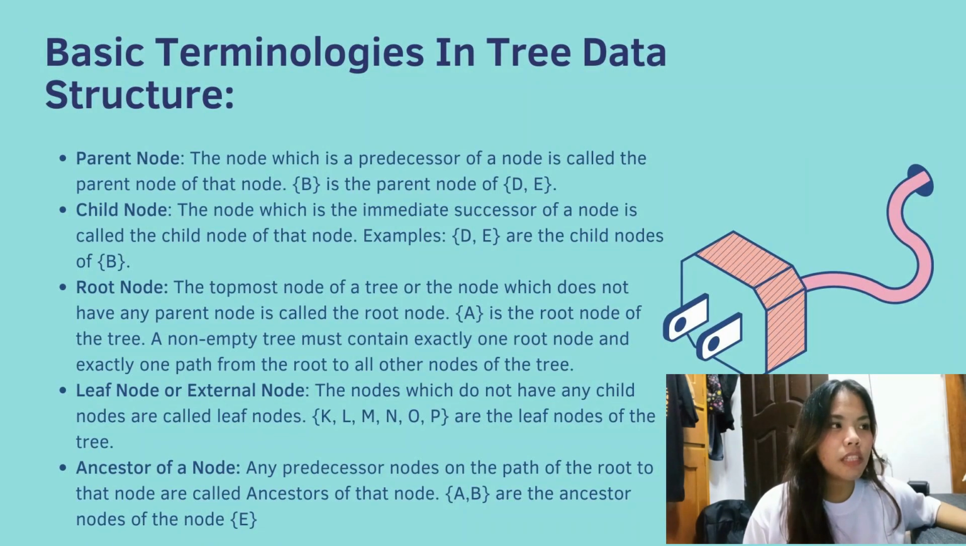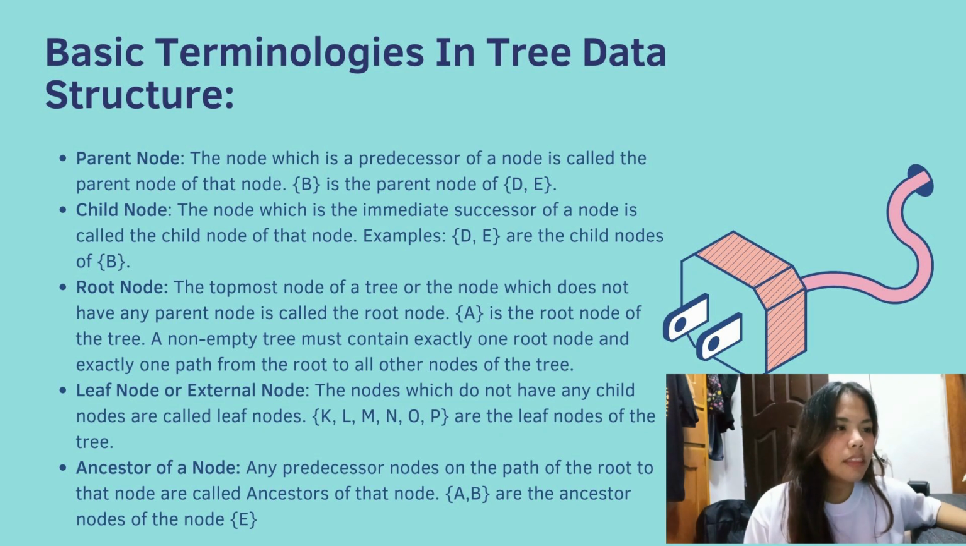Basic terminologies in tree data structures. Parent node. The node which is a predecessor of a node is called the parent node of that node. B is the parent node of D and E. Child node. The node which is the immediate successor of a node is called the child node of that node. Examples: D and E are the child nodes of B.